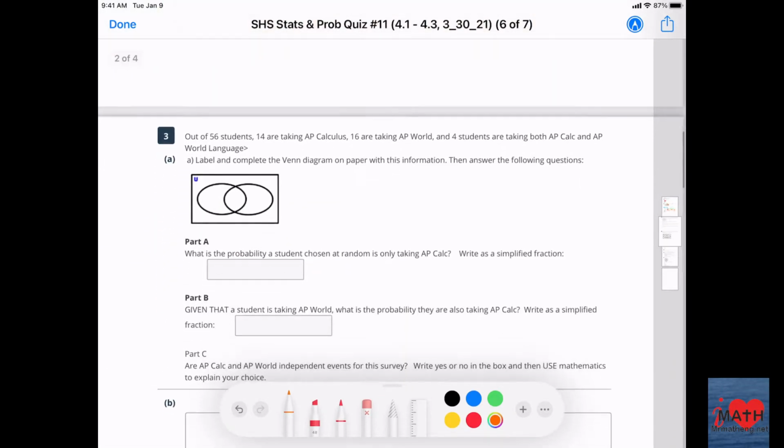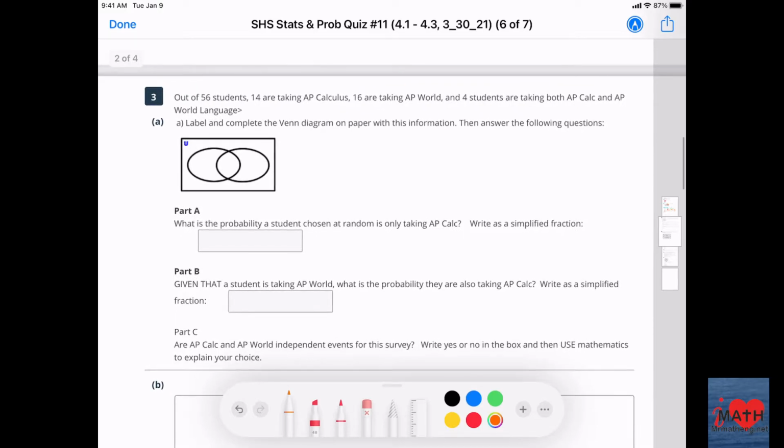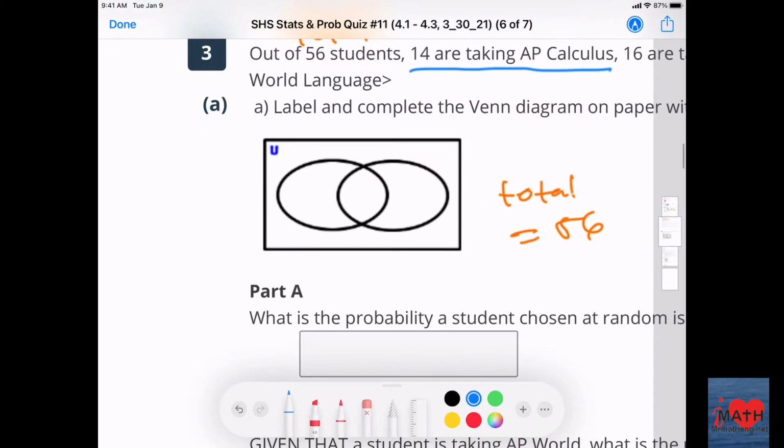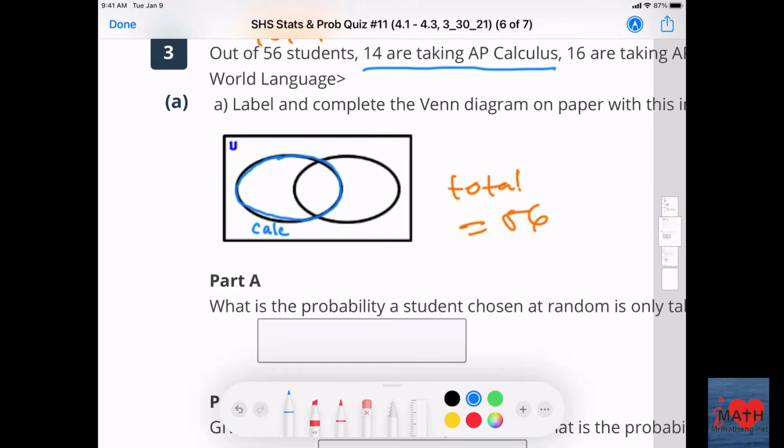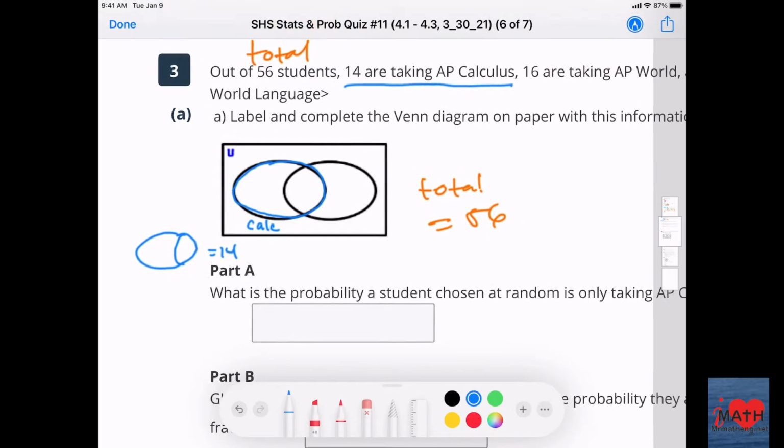All right. Question number 3. Out of 56 students, so that's the total. So everything that I have in this diagram will be a total equal to 56. 14 are taking AP Calculus. Okay, I'm going to write Calc on this side. This circle right here represents those who are taking Calculus. Okay, pay attention. That whole circle is equal to 14, okay?